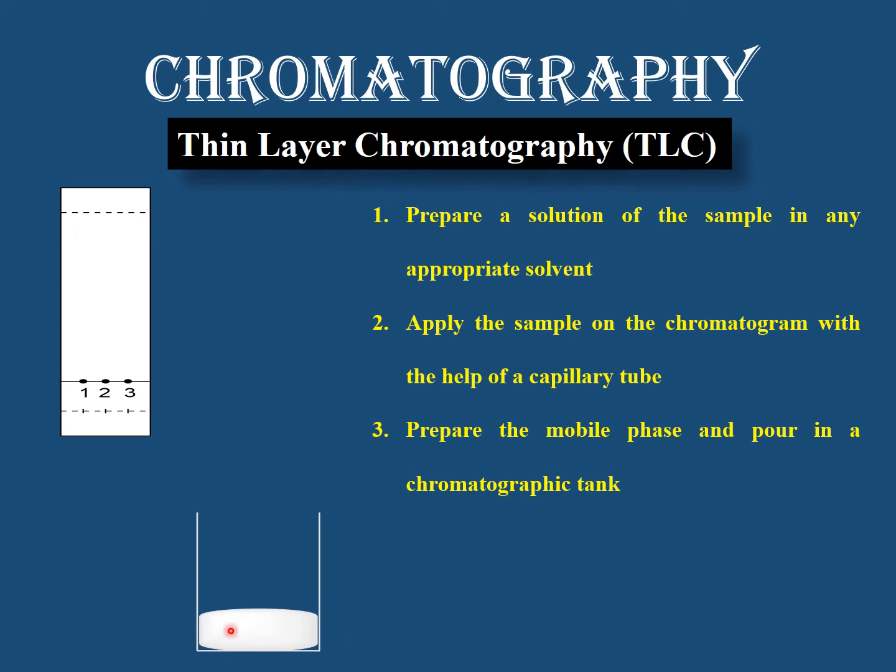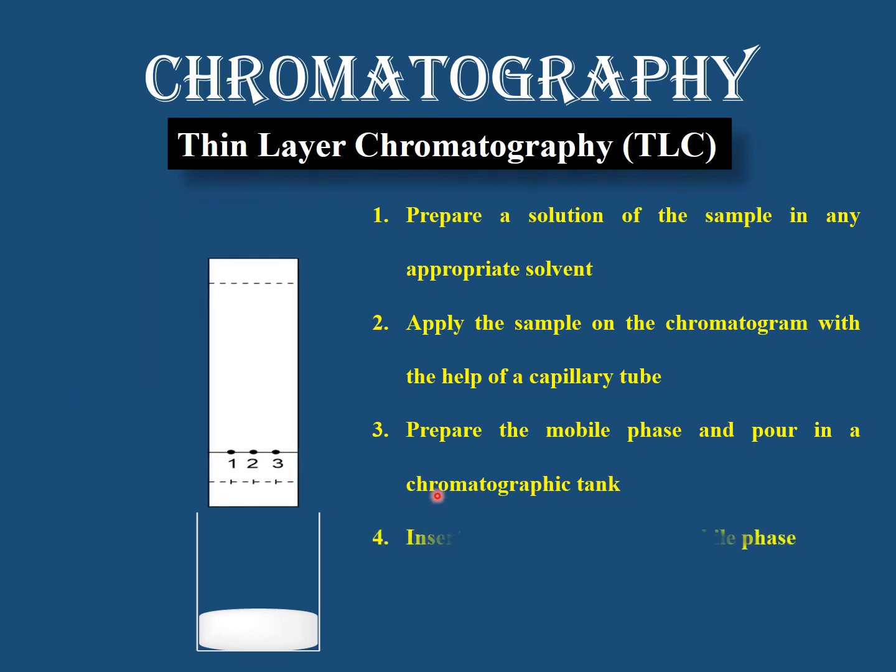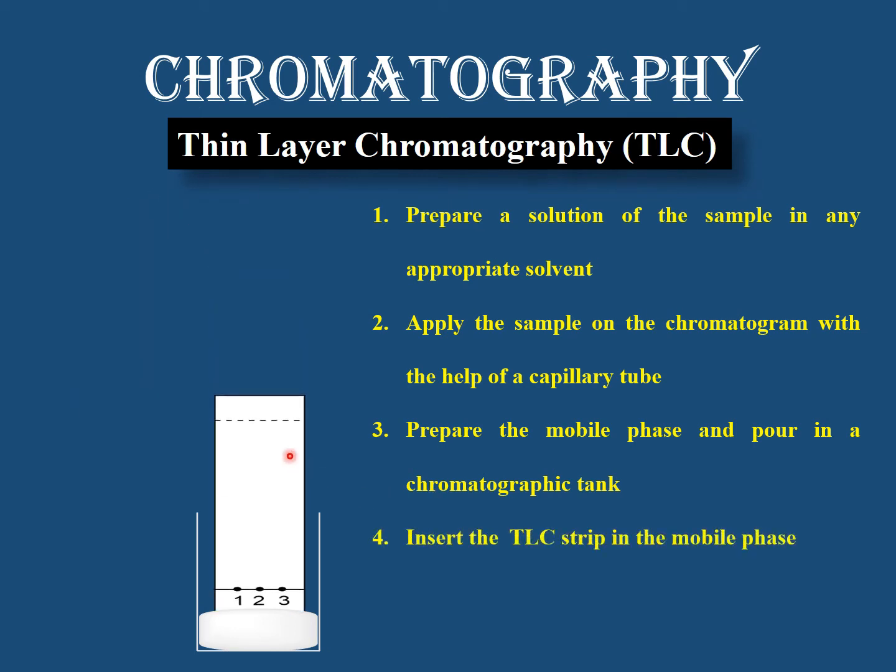So you just prepare your mobile phase, that may be a pure solvent or it may be a mixture of two or three or more solvents of different polarities in different compositions, in different ratios, and you just put it in a chromatographic tank. The next step is to insert your TLC strip into the mobile phase.